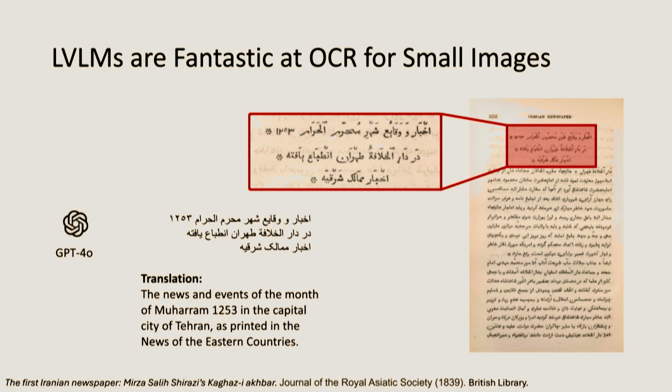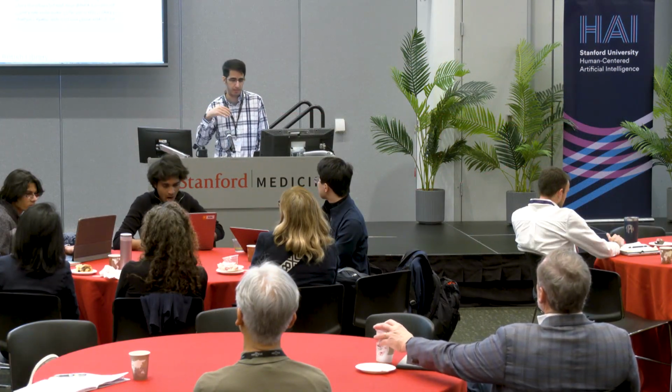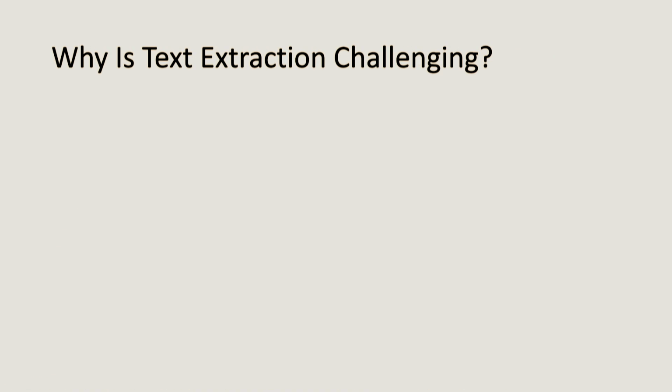And so this is a very challenging setting. It's different scripts, and this old style of writing is not really used as much anymore. But they still can tackle them. So the question is, what is it exactly that makes text extraction challenging when you want to do an entire page instead of small chunks?